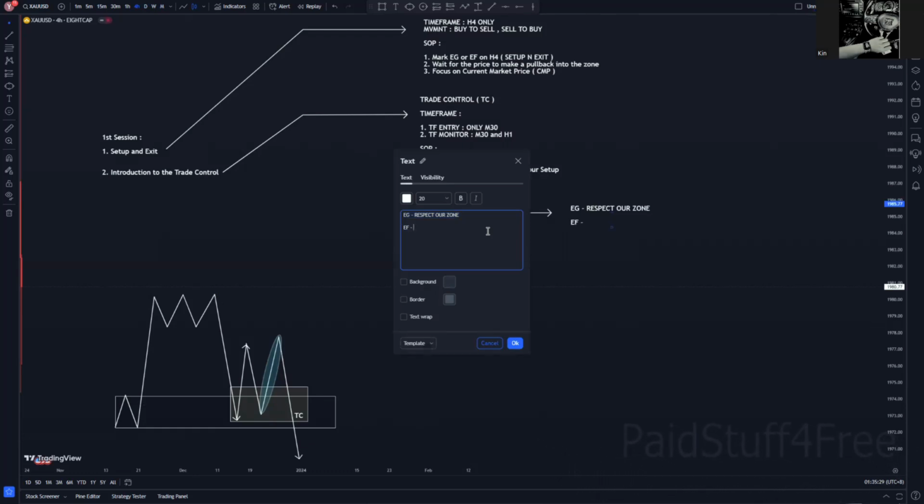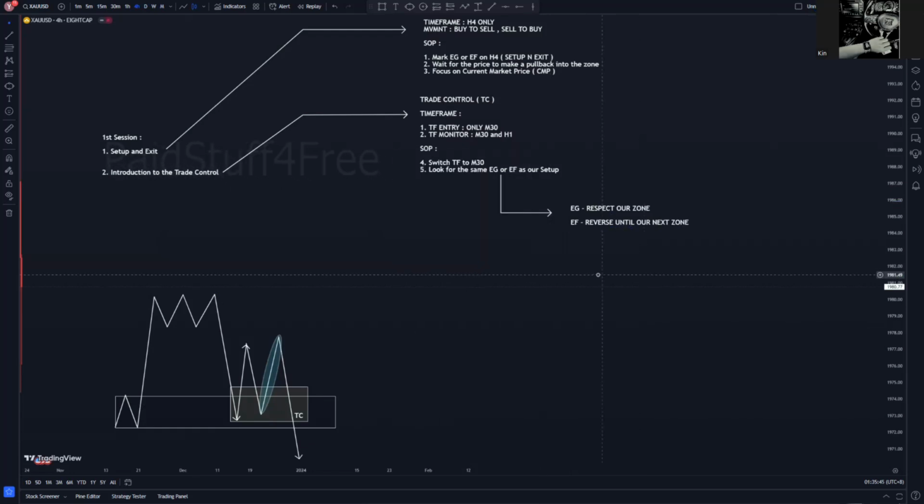When the price created an engulfing at the current market price, it shows us that the price is going to reverse until our next zone, which is our exit zone, right? So for an example, the price made a pullback, something like this.